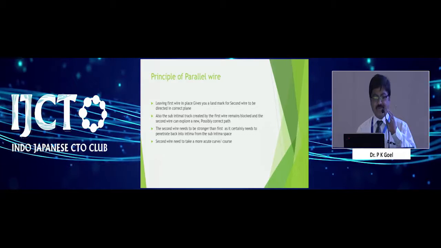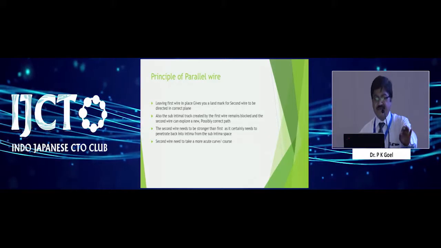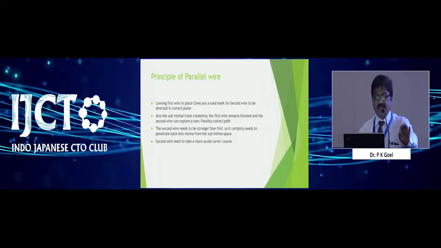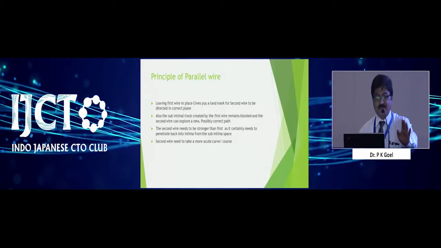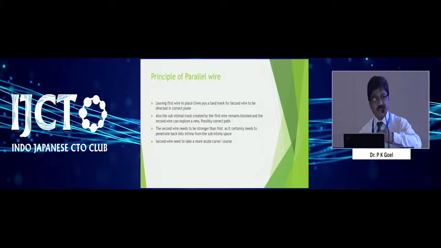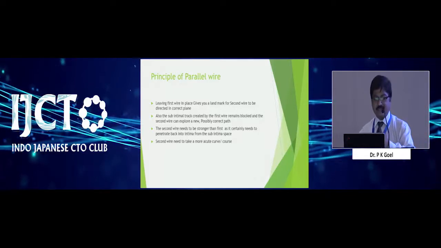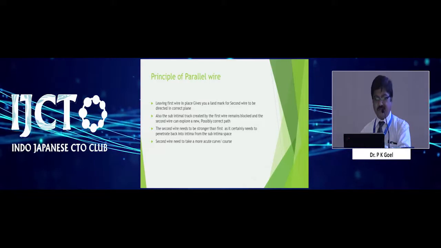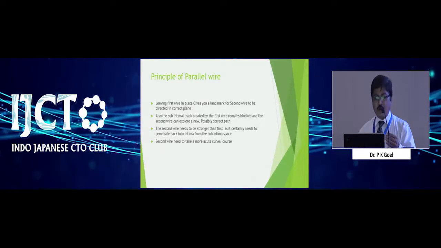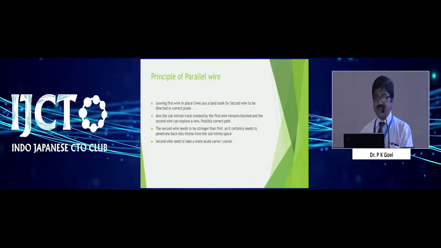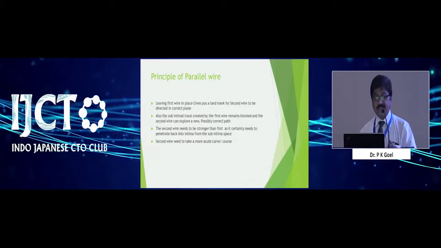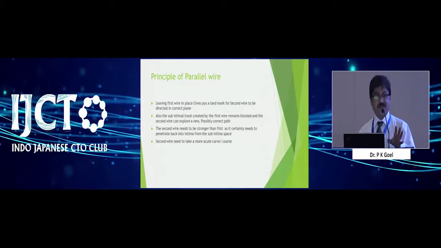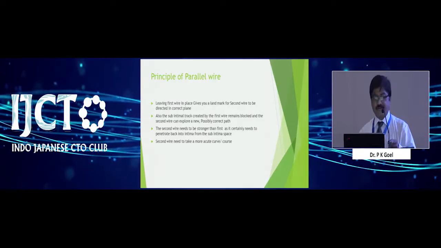So the principle of parallel wire is that leaving the first wire in place gives you firstly a landmark for the second wire to be directed in the correct plane. You know where it is in the correct plane, and you can use it as a landmark. And then only at the point where it's exiting, you redirect your second wire. Also, the subintimal track created by the first wire remains blocked, and the second wire can now explore a new, possibly correct path. So you will not go into the same track again and again.